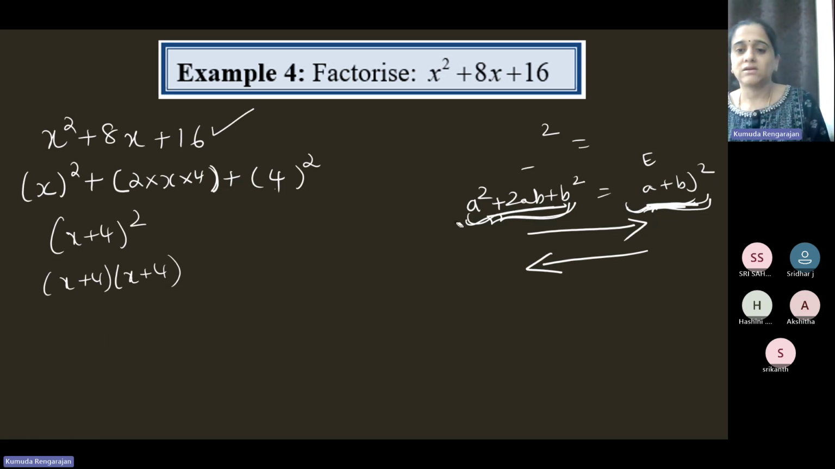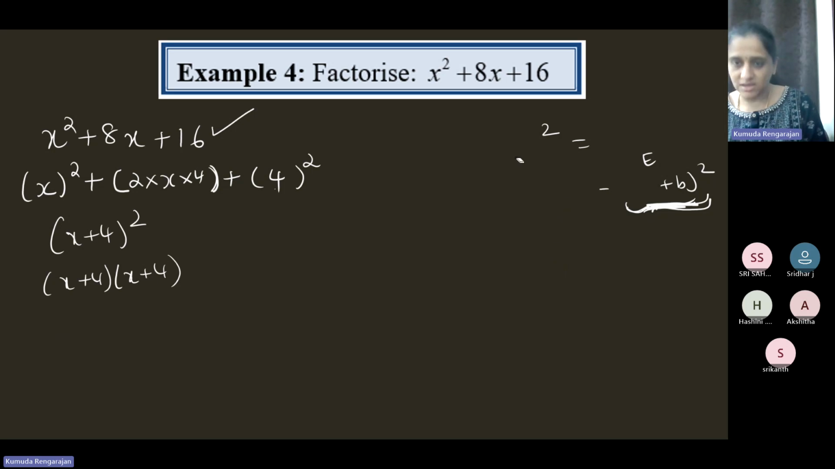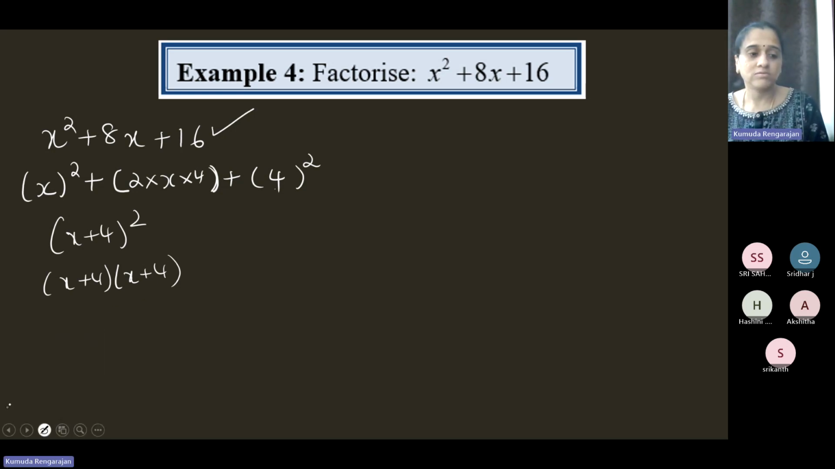We should store it like x plus 4 into x plus 4 as a multiplication. Again, you just take whatever your teacher says. If it is 4, we write 2 into 2, right? That is up to your teacher. Both are fine. You can stop here, or you can write it as x plus 4 into x plus 4.